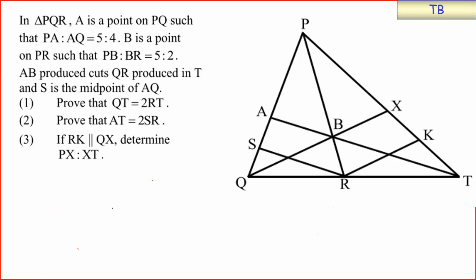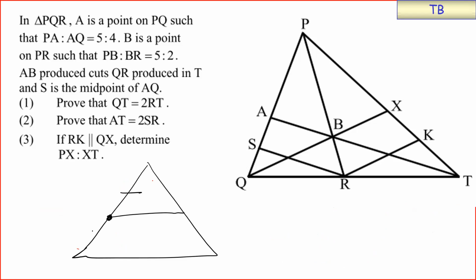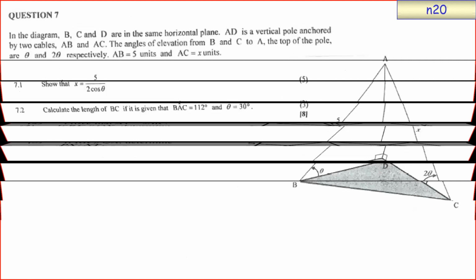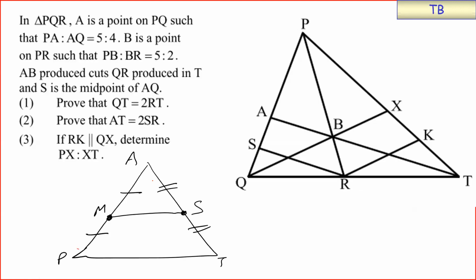Now, if we look at the midpoint theorem, the midpoint theorem states if you've got a midpoint sitting on this side, that means if M is a midpoint, and then if you've got a midpoint sitting here, what is your conclusion from the midpoint theorem? The lines are equal.